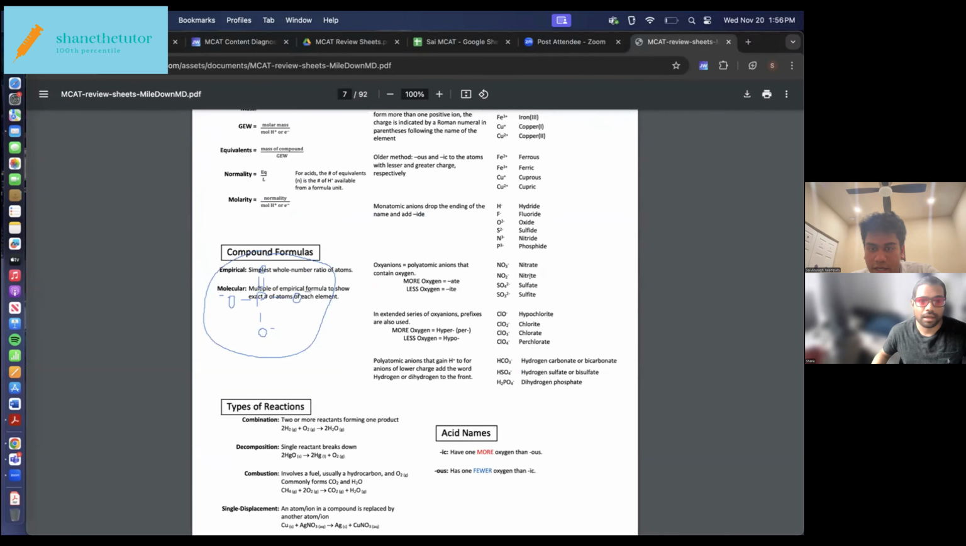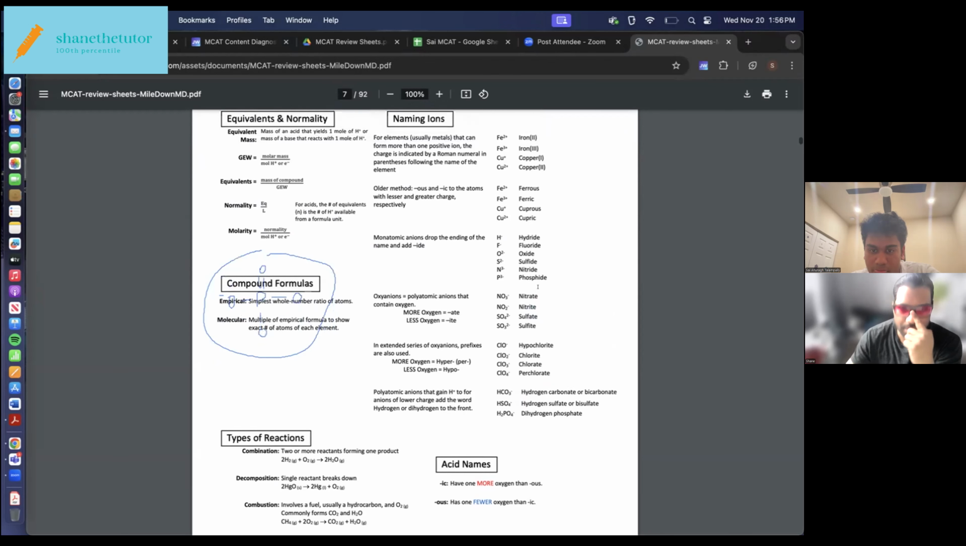I kind of understood the ate and ite. If it has ate at the end, it typically means more oxygens, and if it's ite, there's fewer oxygens. So this is important to know. When you have oxy polyatomic ions, the higher the number of oxygens, the more it turns to ate. If you have three oxygens here, it's the ite. If it's four oxygens, it's the ate. And for the nitrites and nitrates, it's the same thing.